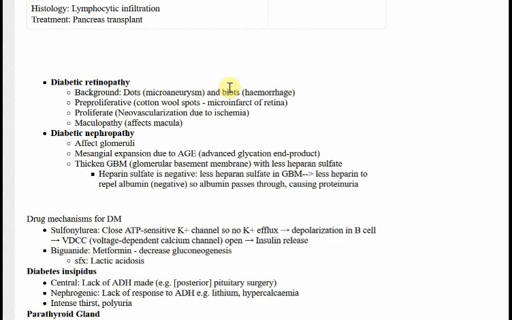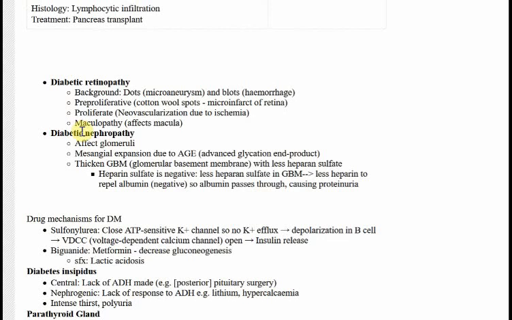So dot and blot hemorrhage, cotton wool spots. It's basically areas of infarct in the eyes. Proliferative is due to the ischemia, and as a result causing neovascularization and maculopathy. Nephropathy, as I mentioned before, although your basement membrane is thickened, you're peeing out all the protein, and that is bad. So we talked about insulin as a first-line management for type 1 diabetes mellitus.